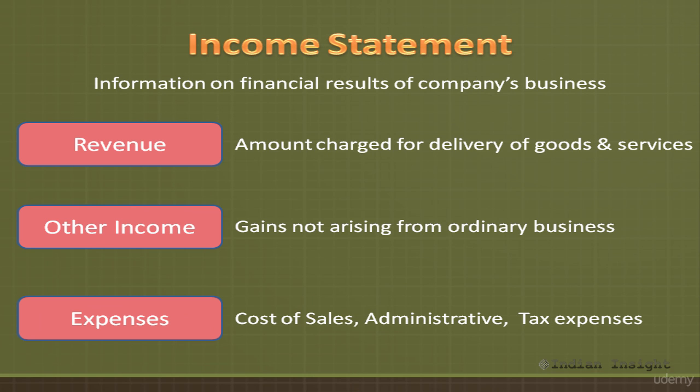Revenue reflects the amount charged for delivery of goods or services in the ordinary course of business. Other income includes gains which do not arise in the ordinary course of business. Expenses represent outflows or depletion of assets and incurrence of liabilities that decrease equity. Expenses include cost of sales, which is essentially the cost of goods that were sold, administrative expenses, and income tax expenses.